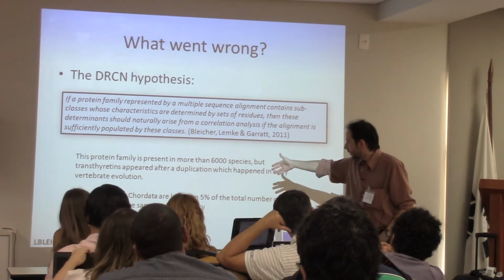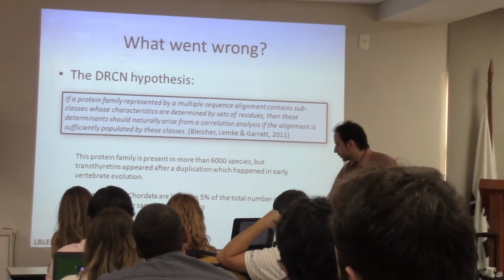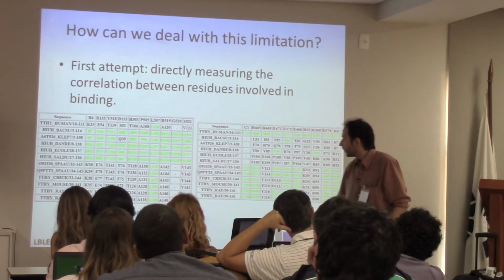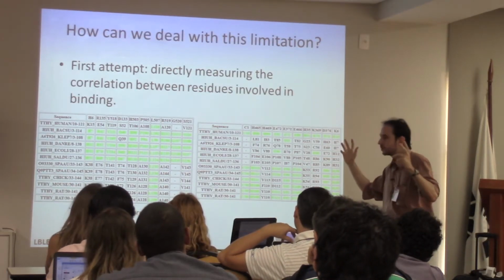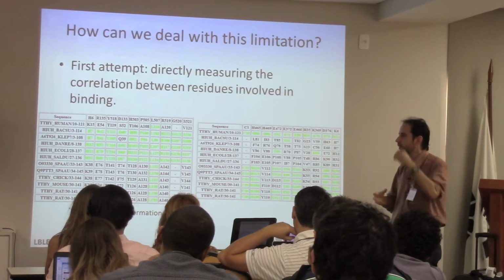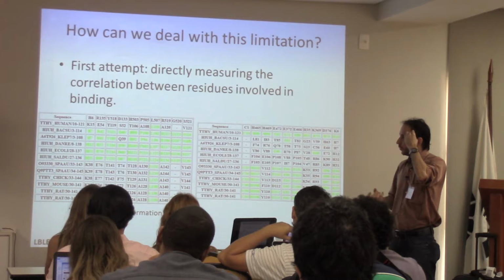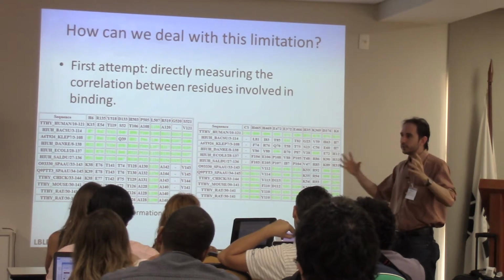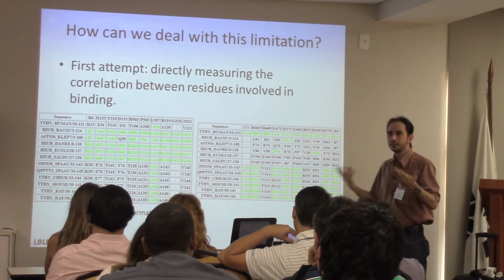So sequences for core data are less than 5% of the total number of sequences. So how can we deal with that? The first thing, we kind of cheated because since we already knew where the substrate and the hormone bind, we just calculated what would be the correlation for these positions alone.